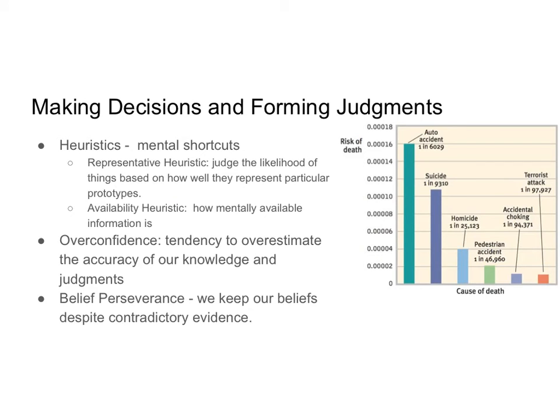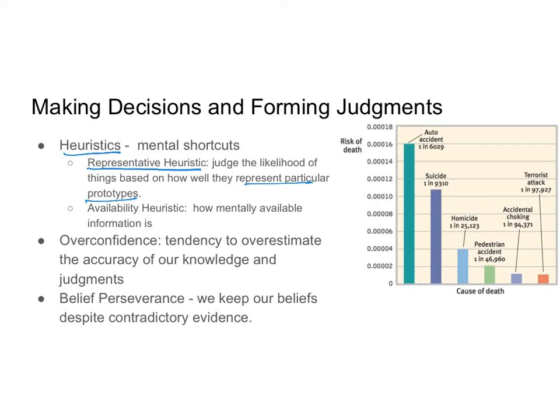Okay, making decisions and forming judgments. The first way we make decisions and form judgments is by a heuristic, a mental shortcut. The first type of heuristic is what we call a representative heuristic. The likelihood of things based on how well they represent a particular prototype. Remember, prototype is best example.